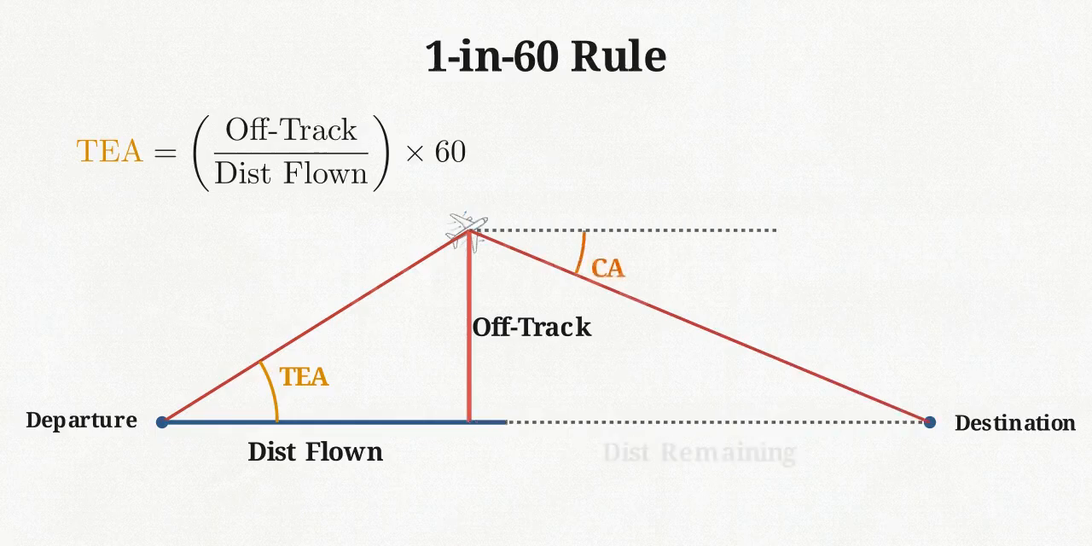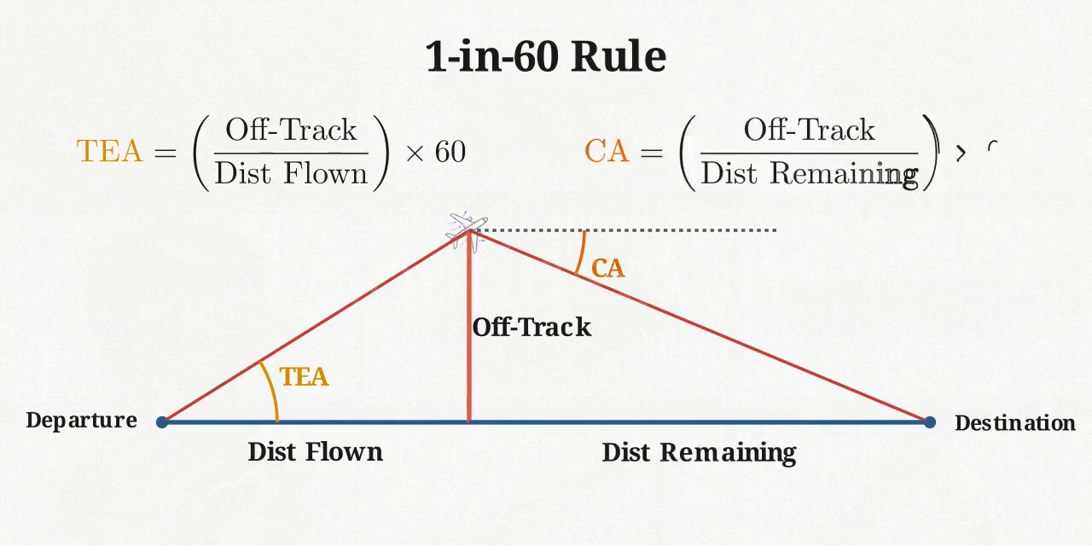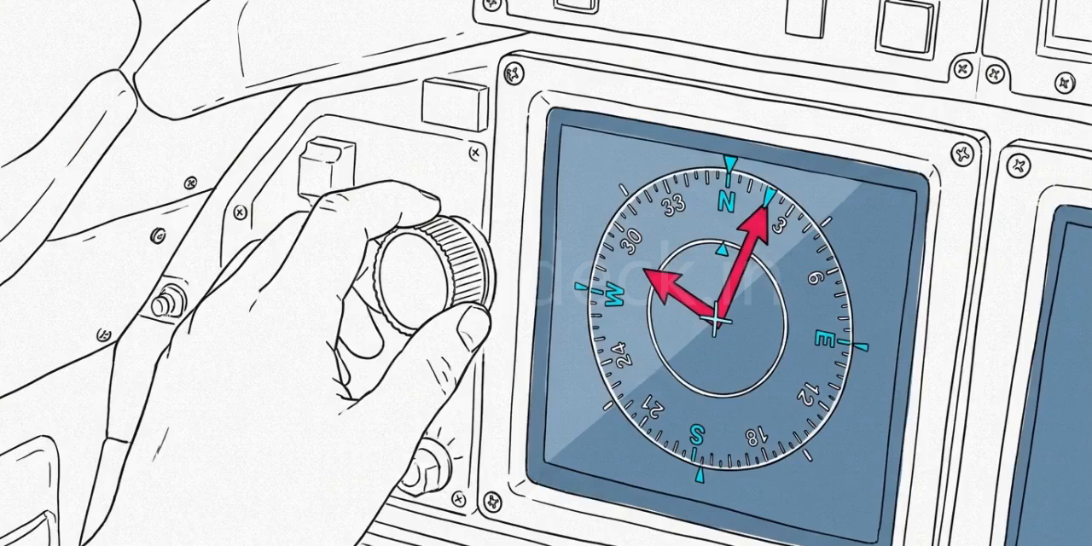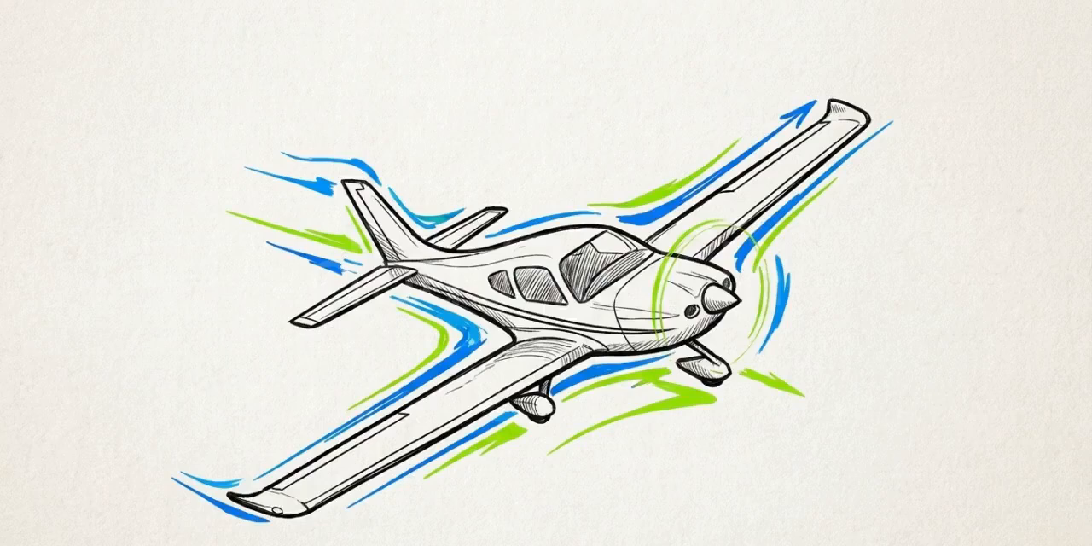Next, we calculate the closing angle to get back to our destination. We take that same distance off track, divide it by the distance remaining to go, and multiply by 60. Adding the track error angle to the closing angle gives you the exact heading correction you need to apply to stop drifting and fly directly to your waypoint.